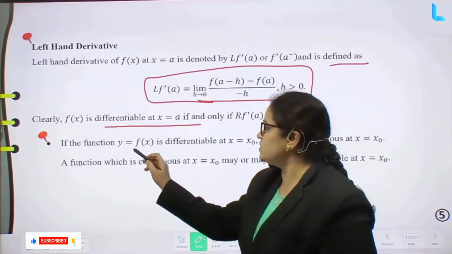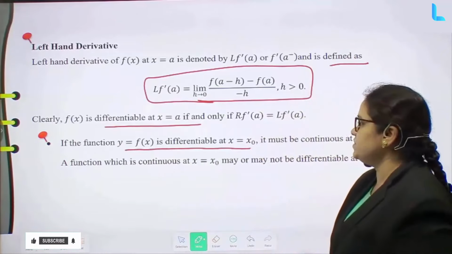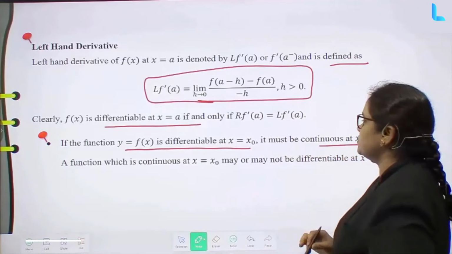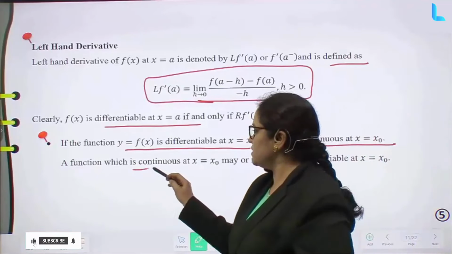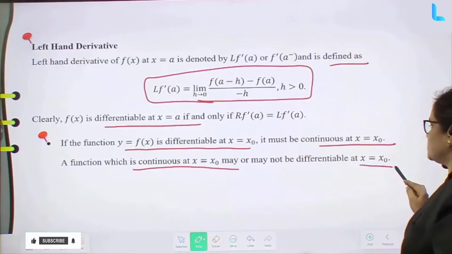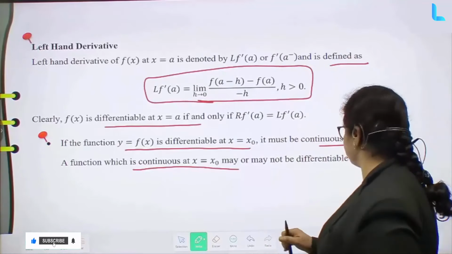If the function y equal to f(x) is differentiable at x equal to x naught, it must be continuous at x equal to x naught. A function which is continuous at x equal to x naught may or may not be differentiable at x equal to x naught.